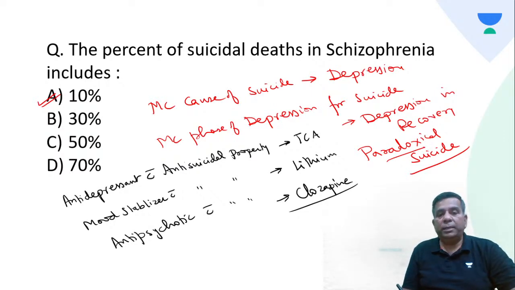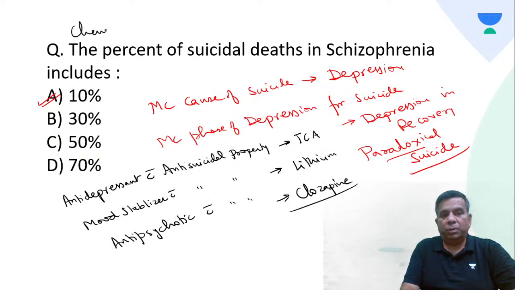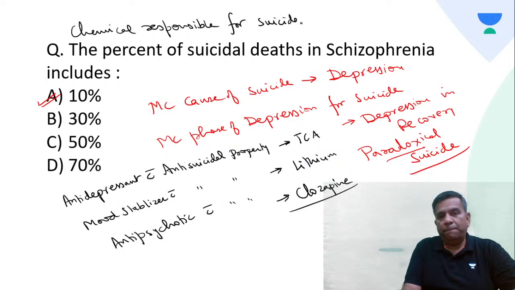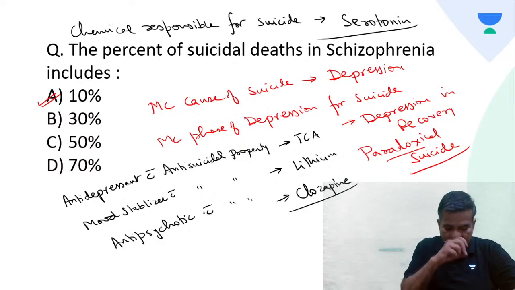So basically that's the three answers we must remember for suicide. And we all remember that the chemical responsible for suicide is the serotonin. Chemical responsible is the serotonin.